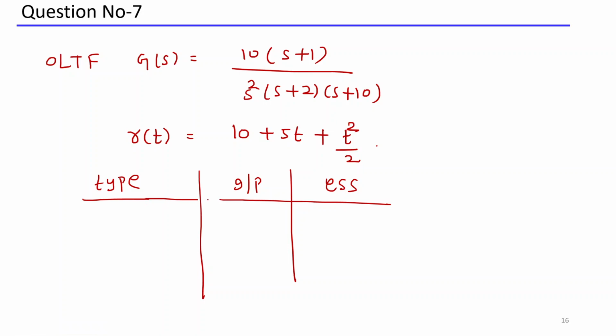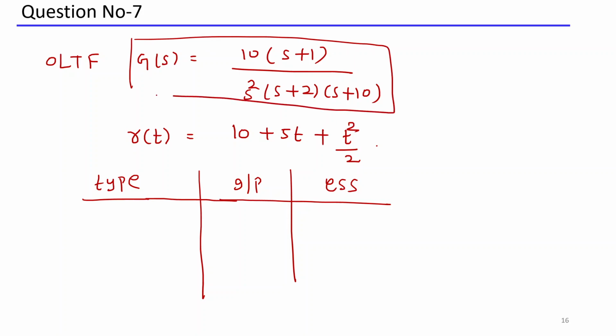Let's say, sir, I am comparing type. So which type of system is this? The question is giving G of s. What is the type of the system, sir? Type 3? No, type 2. Yes, type 2, sir. We write down type 2. Why do I write it 3 times? Because here 3 inputs are given: 10, 5t and t square by 2. So you just write down 2, 2, 2.